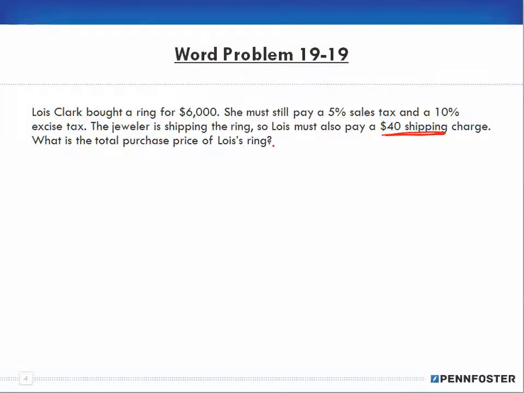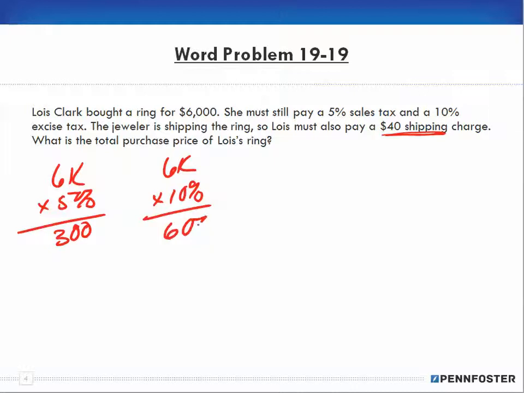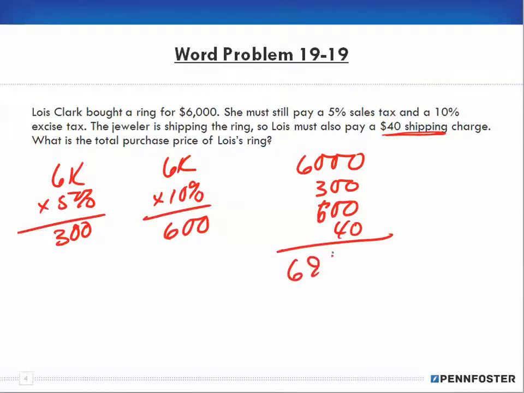Well, you can do this the longer way. You can take the 6,000 and multiply it by the 5% and get $300. Then take the 6,000 and multiply it by 10% and get $600, and then take your 6,000, add the 300, add the 600, and then add the $40 in shipping and get $6,940 as the total price. That's the little bit longer way.